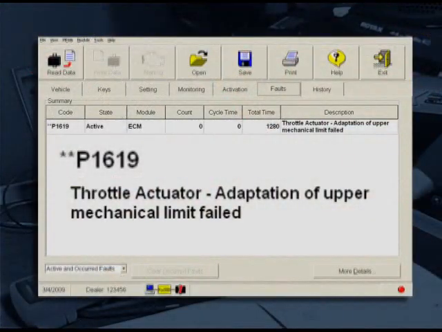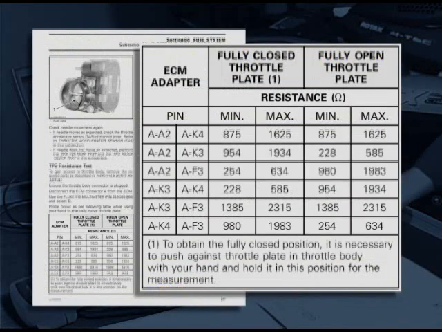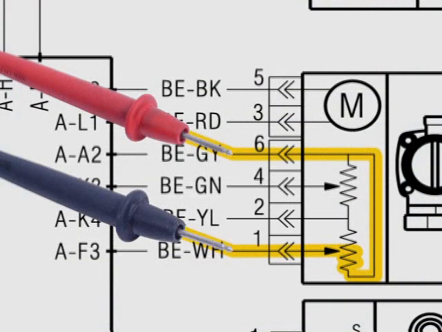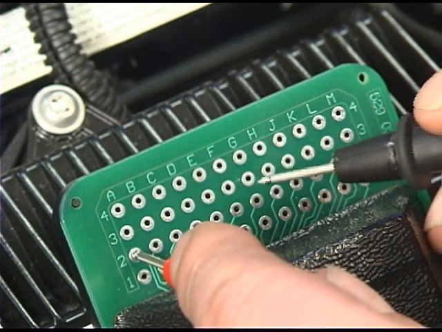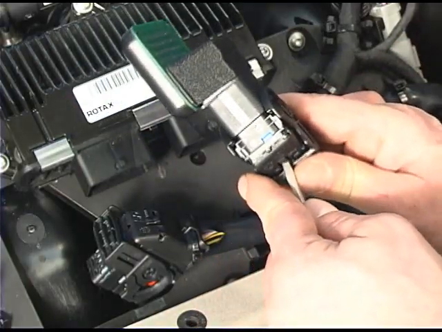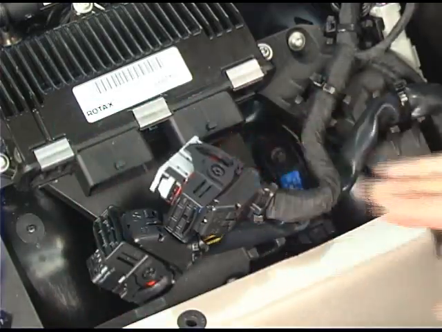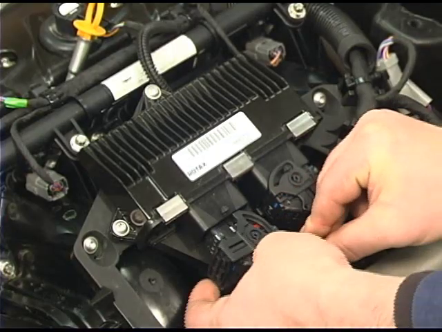By following the proper steps of checking the code, checking the shop manual for the correct procedures, and understanding what circuit you are checking in the wiring diagram, you will always obtain the correct diagnosis. When you're done testing, press in the tab on the connector. Remove the ECM adapter tool. Reconnect the ECM connector.